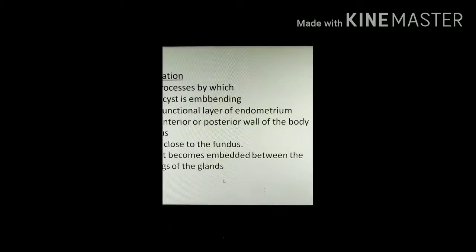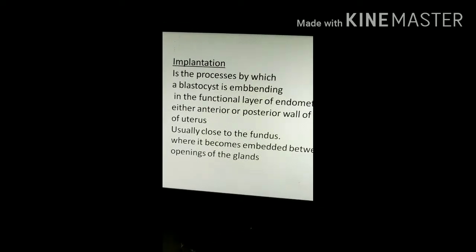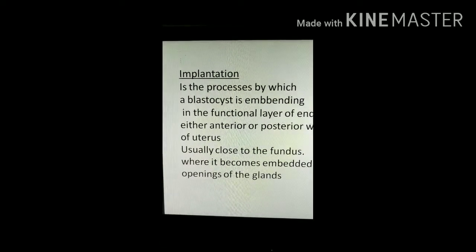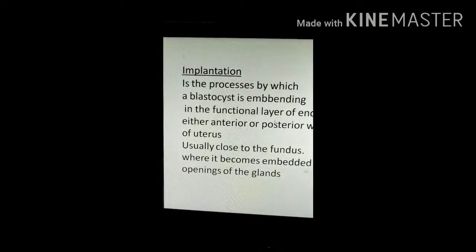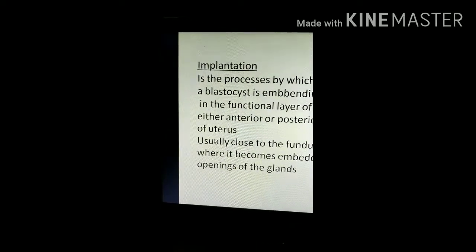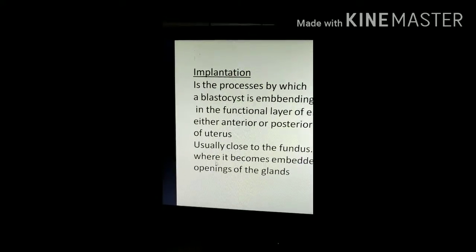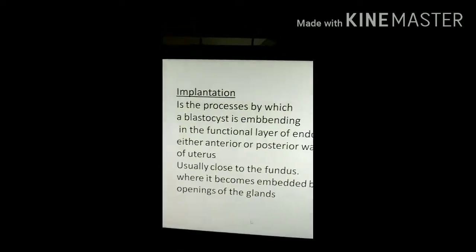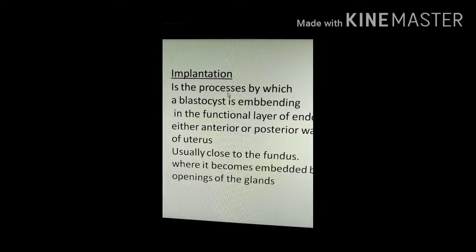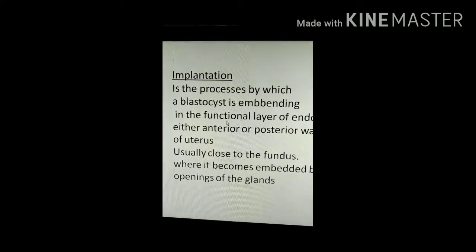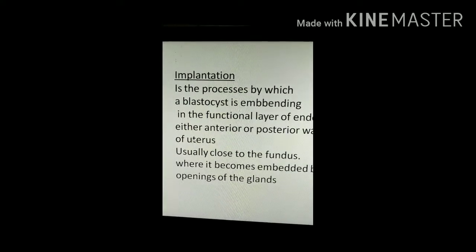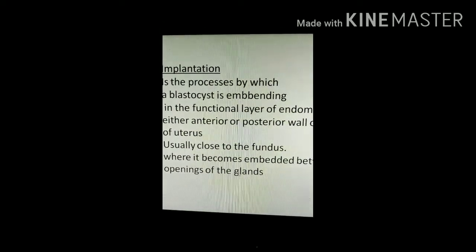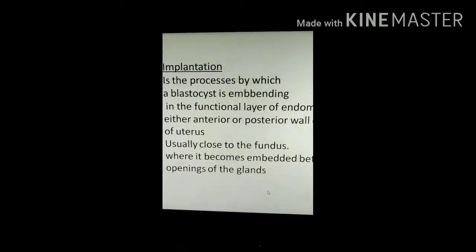So by definition, what is implantation? Implantation is the process by which a blastocyst embeds in the functional layer of the endometrium, on either the anterior or posterior wall of the body of the uterus, usually close to the fundus, where it embeds between the openings of the glands. This is the complete definition of implantation: the blastocyst embeds in the functional layer of the endometrium, on either the anterior or posterior wall, close to the fundus but away from the cervix, and in between the openings of the glands.